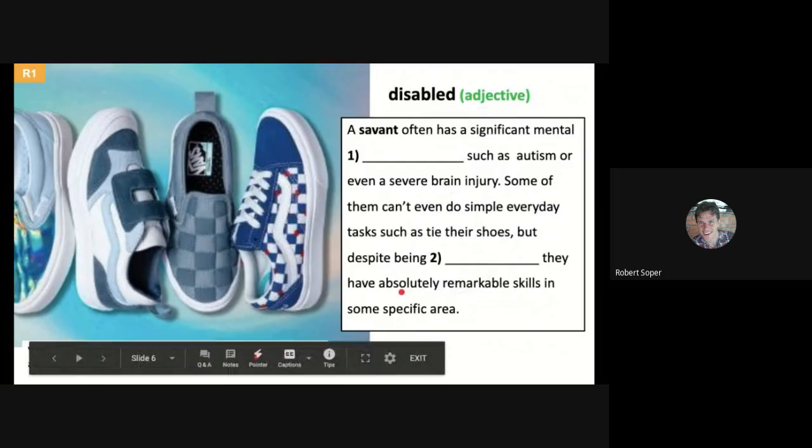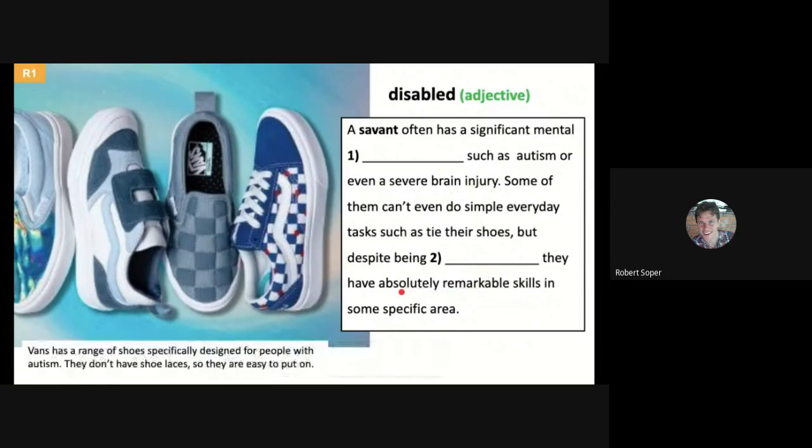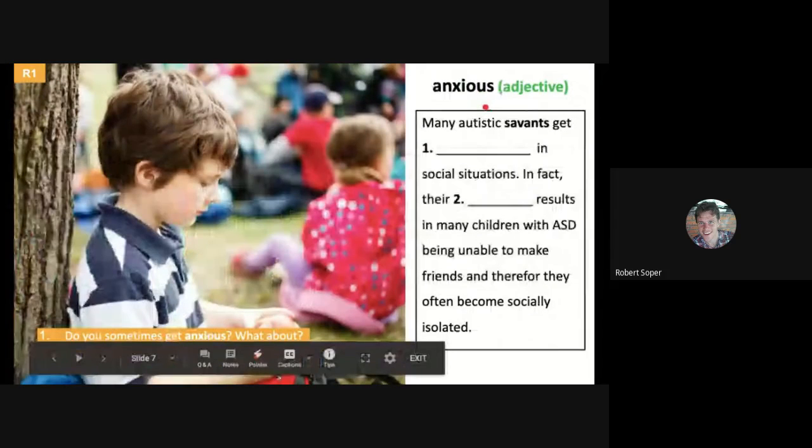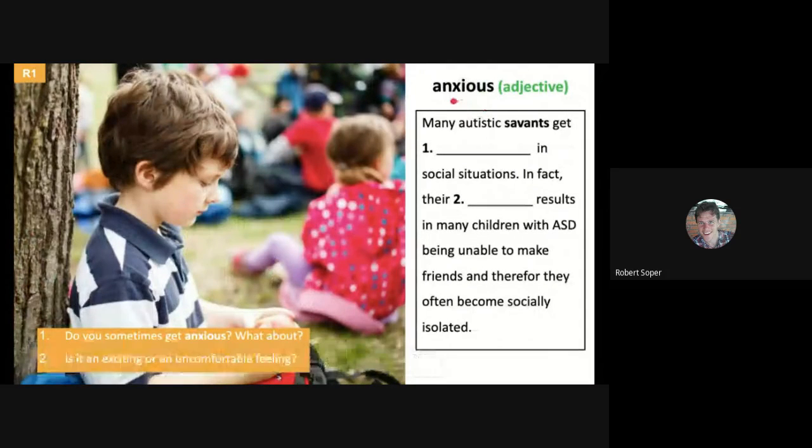Let's move ahead and see if you can do this with another word. Here we have the word anxious. Again, we have two gaps. So we are going to have to decide what part of speech to use for anxious. Whether we will decide to put the adjective in or maybe a noun. Is there a verb of anxious? No, there isn't. Is there an adverb of anxious?